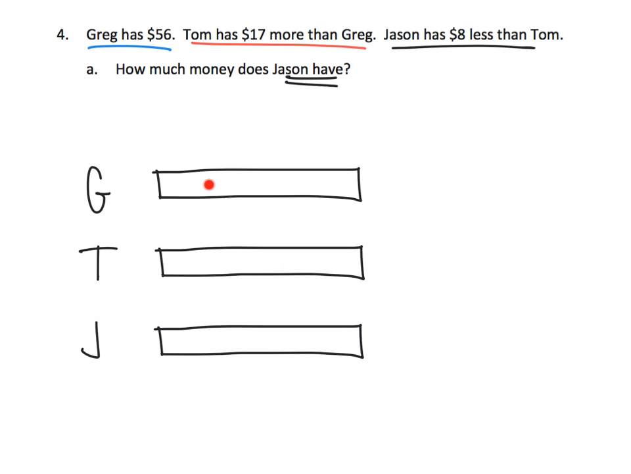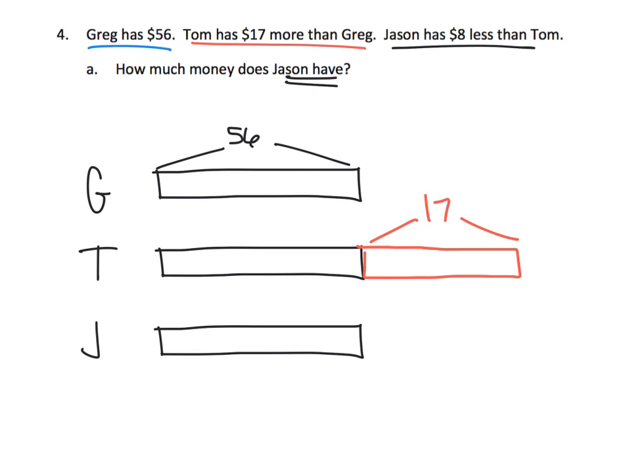So now I've started that, and now I'm going to go back and read the question, and continue filling in my picture. It says Greg has $56. So we know that this tape right here is equal to 56. So let's put that in. Now here it says Tom has $17 more than Greg. So is Tom's tape longer than Greg's or shorter than Greg's? We know it's going to be longer. How much longer? It doesn't matter how much I draw, but we know that it is $17 more than Greg.